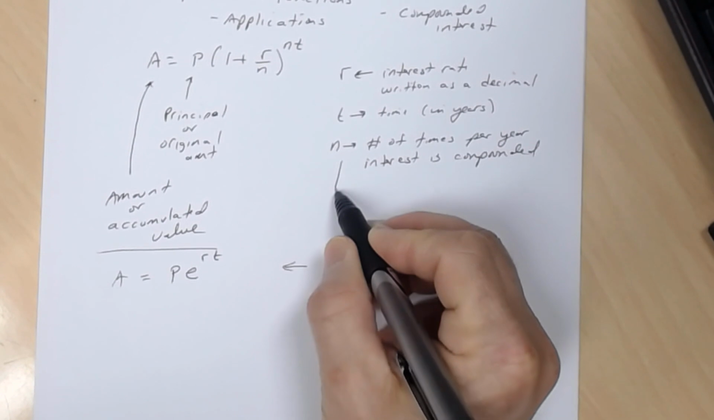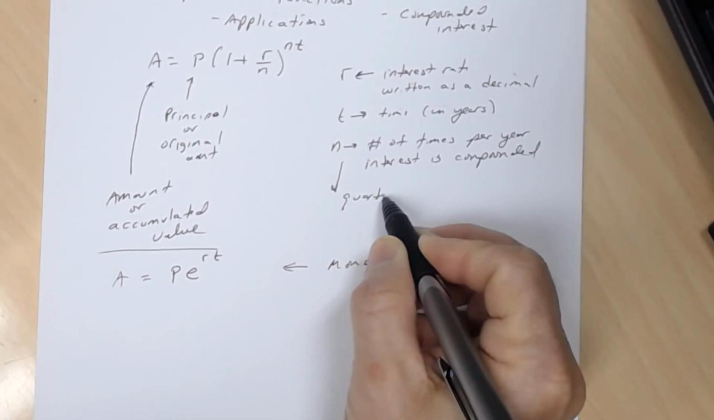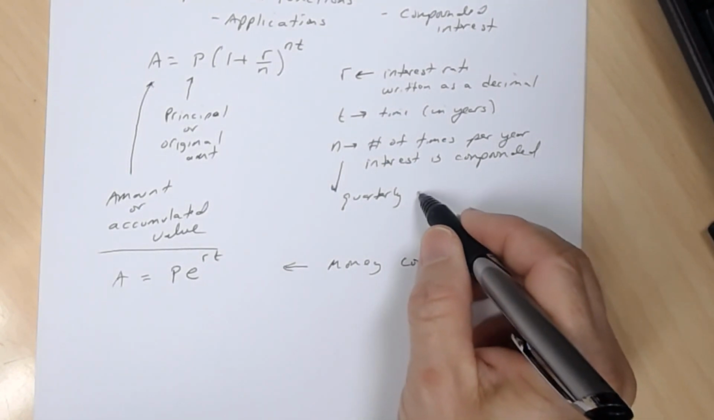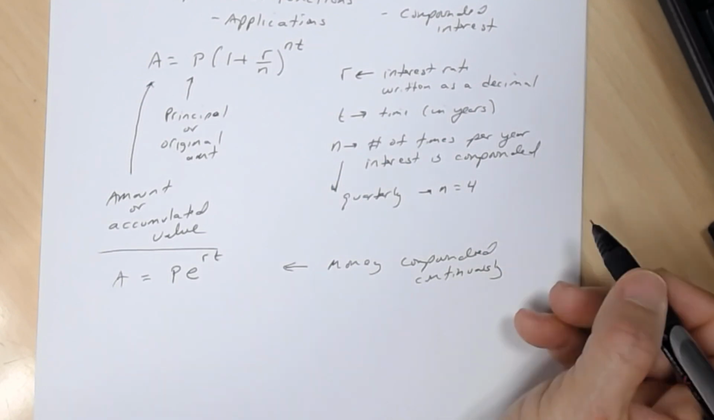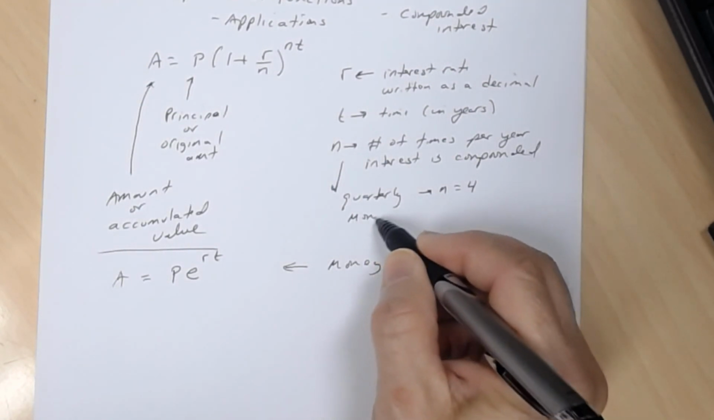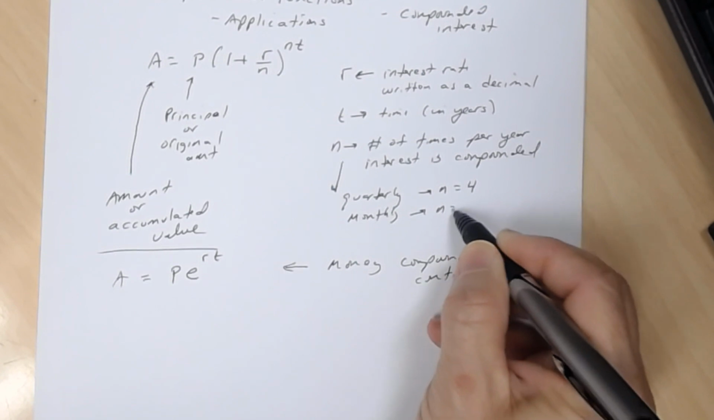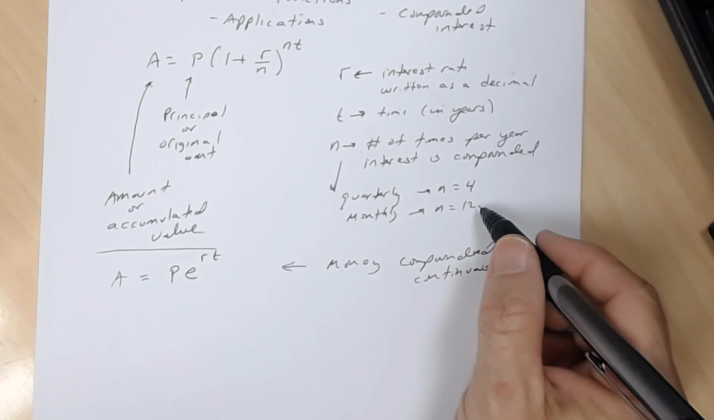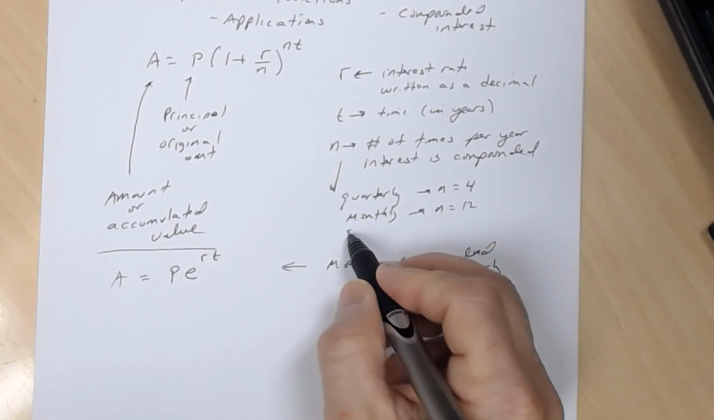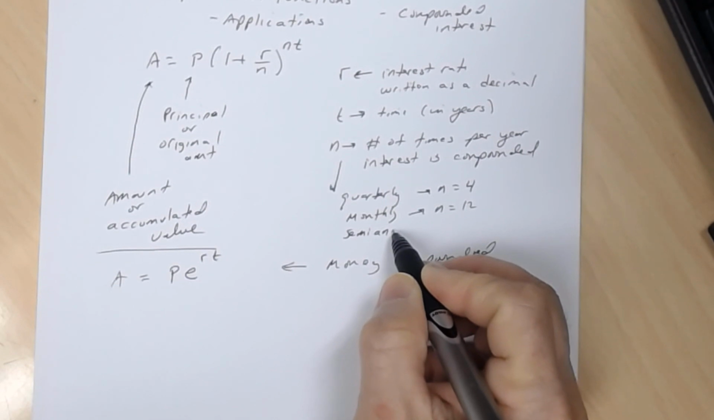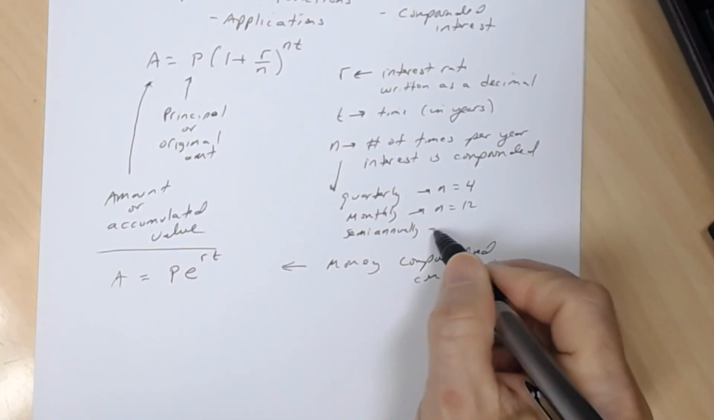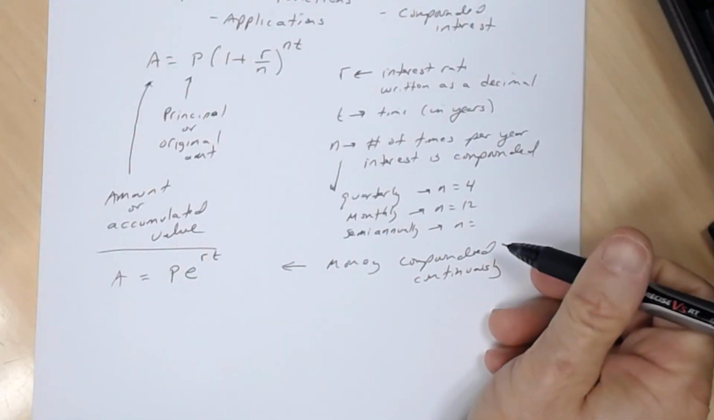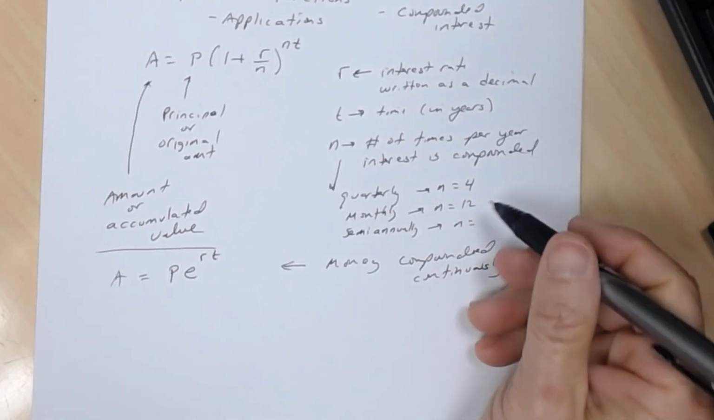If you see the word quarterly, how many quarters are there in a year? There are 4. So N would be equal to 4. If it says monthly, what do you think N would be? How many months in a year? 12. The other one would be semi-annually. How many semi-annuals are there in a year? There would be 2.